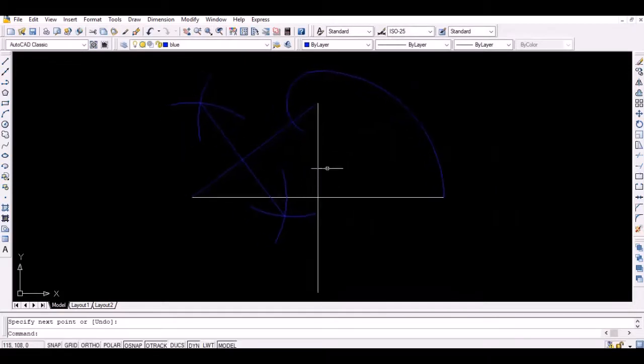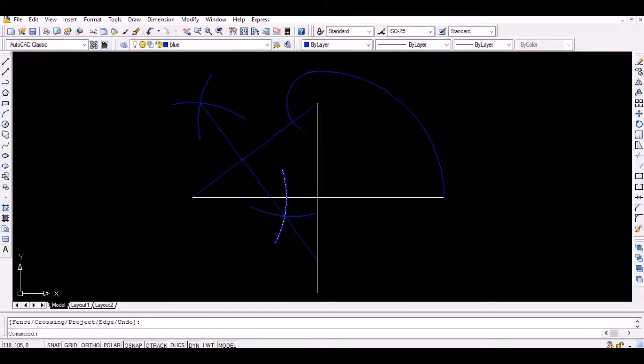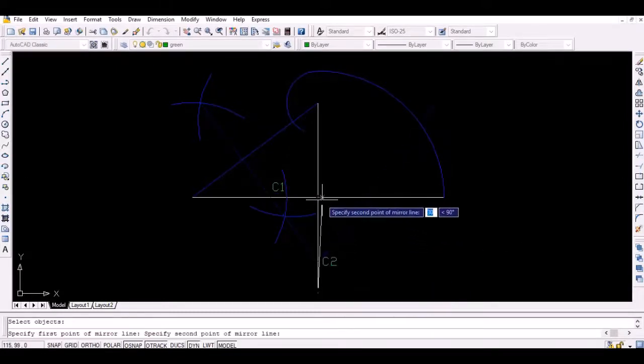Further extend the bisector to intersect minor axis. Now we have obtained two centers C1 and C2. To obtain remaining centers C3 and C4, just mirror the points C1 and C2 about minor and major axes, respectively.